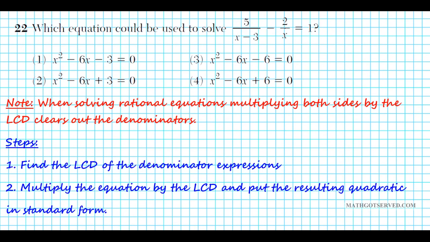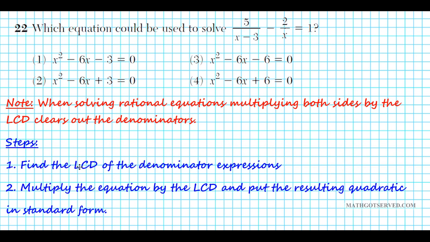All right, let's take a look at problem 22. It says, which equation could be used to solve 5 over x minus 3 minus 2 over x equals 1? Now, one thing you want to note when solving rational equations is that multiplying both sides of the equation by the LCD clears out the denominators. That's a very effective way of solving rational equations.